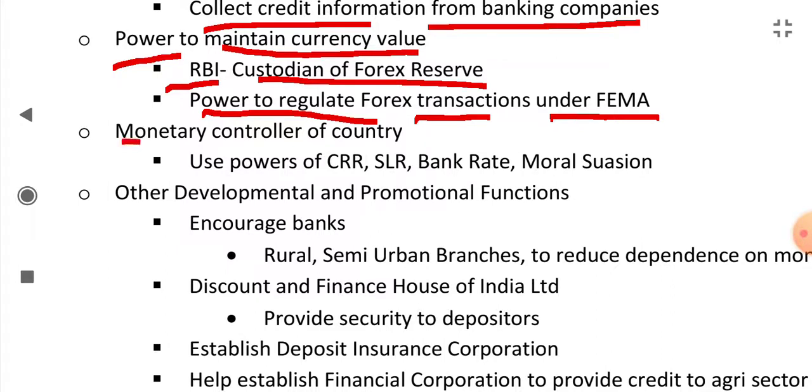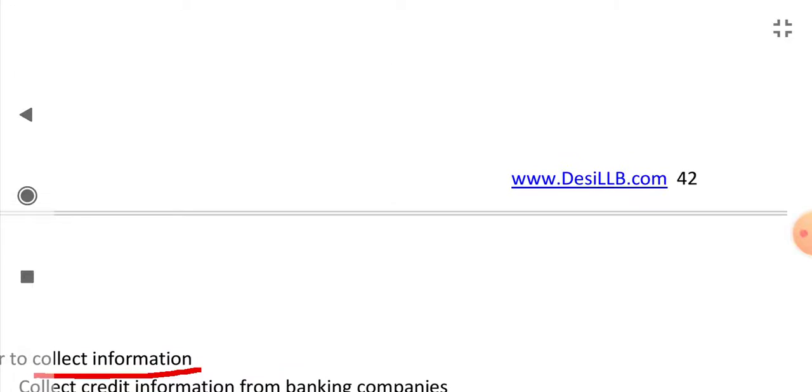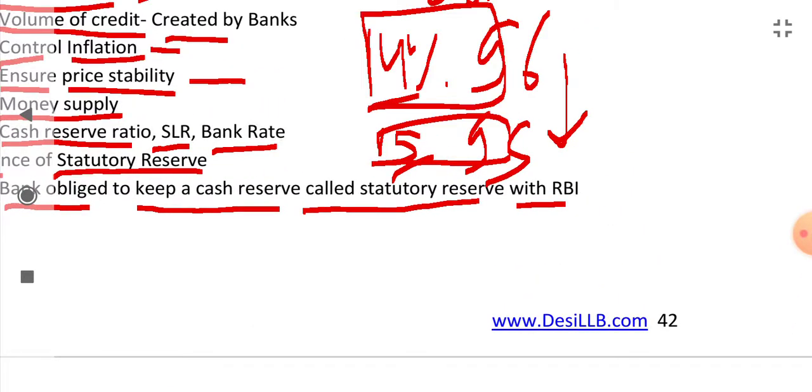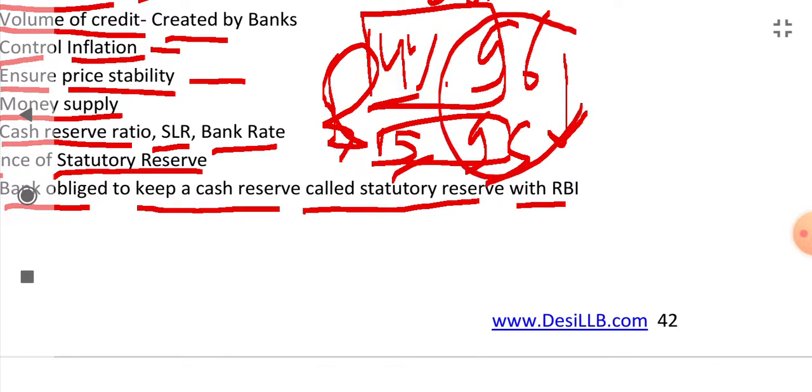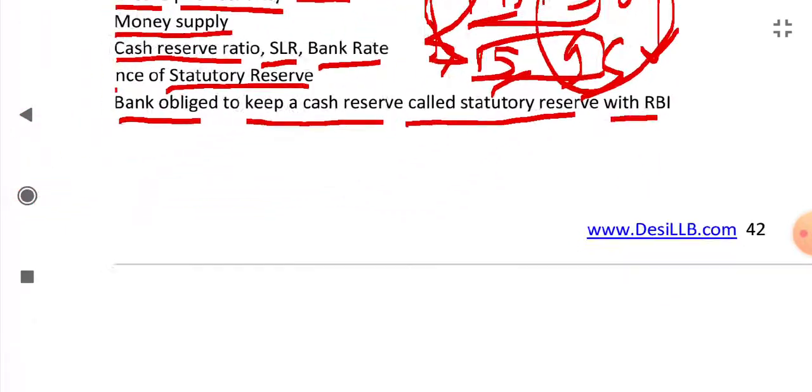It is the monetary controller of the country. Monetary controller means the supply of money, how much money is being supplied in the economy, it controls that using the powers of CRR, SLR, bank rate, moral suasion, as we have already explained through an example. If it increases these reserve ratios, the money left with banks reduces, and through this it controls the money supply in the economy.